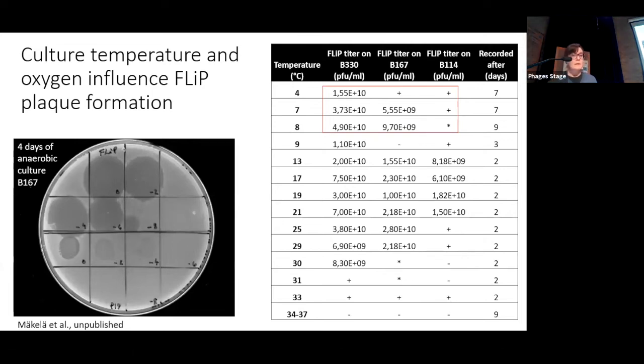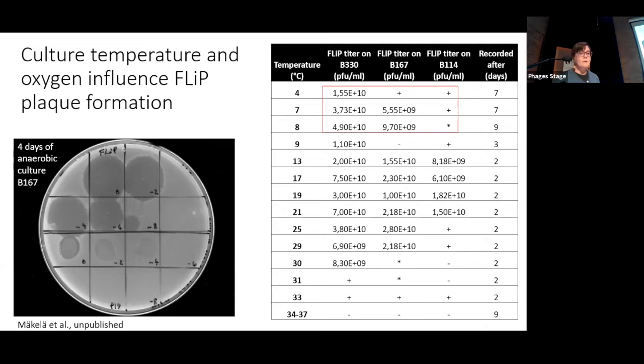So here's an example plate where flip has been drop titrated on a plate with B167 bacteria. And the plate has been kept 4 days in an anaerobic chamber. During that time, the bacterial host doesn't grow, so it's just in very stressful conditions. But then when we lift these plates into normal conditions where oxygen is available, we can start to see the bacterial growth.